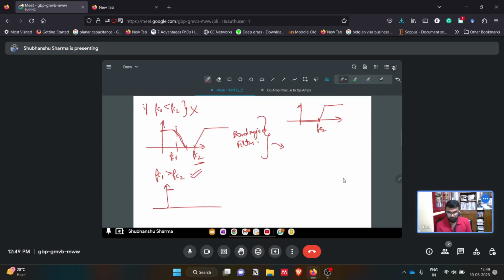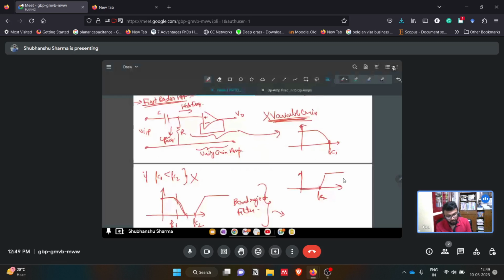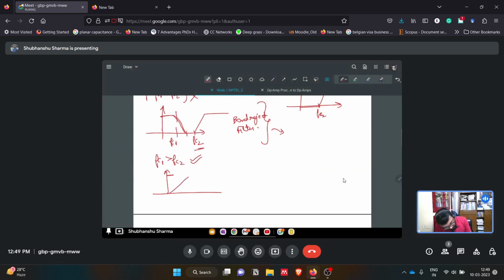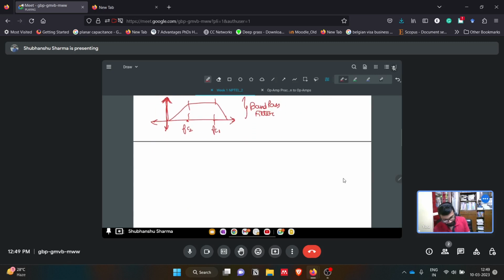So normally if we realize a high pass filter using an op amp, we will get a band pass filter, something like this. This is FC1, the cutoff frequency of the open loop of the op amp, and this is the cutoff frequency of the filter which we realize. So normally high pass filters using op amps look like a band pass filter.